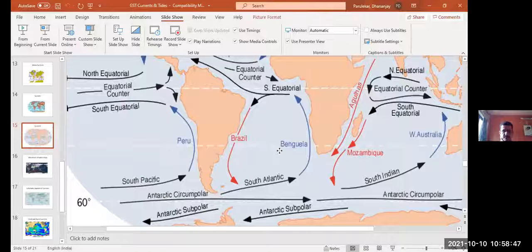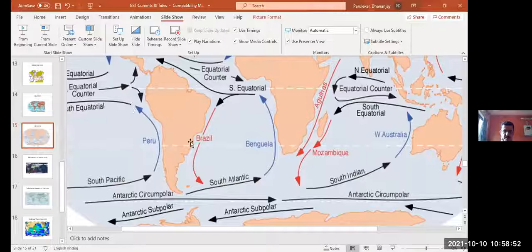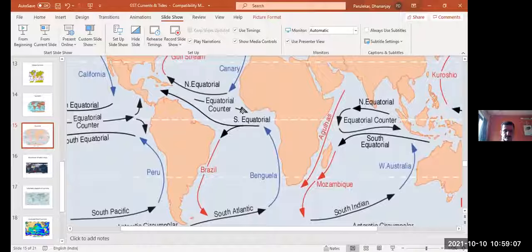Now, Peru country is on the west coast of Latin America. Brazil is on the east coast of Latin America. Make an arrow here, moving down, and write down there Brazil. Done? Yes, sir. Okay.